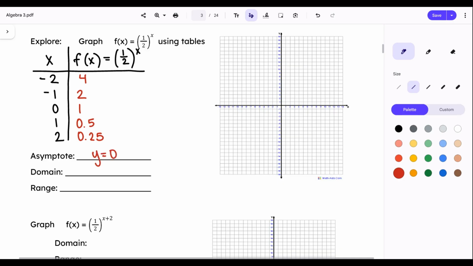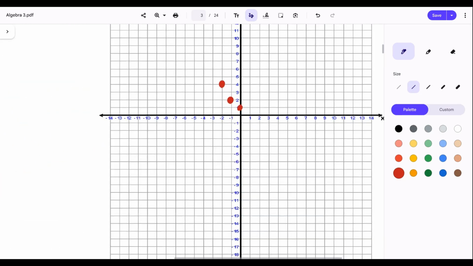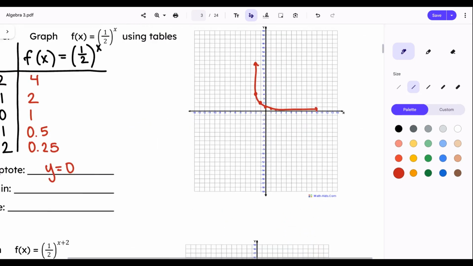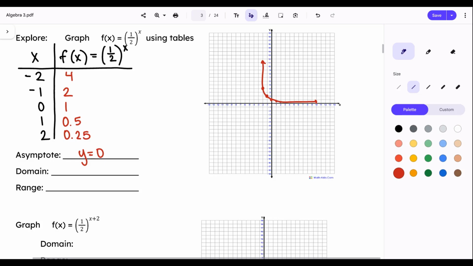Okay, if we go over here and sketch our graph, we start at -2 up at 4. Negative 1 is at 2. 0 is 1. 1 is at a half. I'm going to zoom in here. It gets so small. And then 2 is at a quarter. So you can see how on this one, it's going to go down over time. But again, it's going to ride right next to that x-axis because of that asymptote. And that's why we said the asymptote there would be y equals 0.